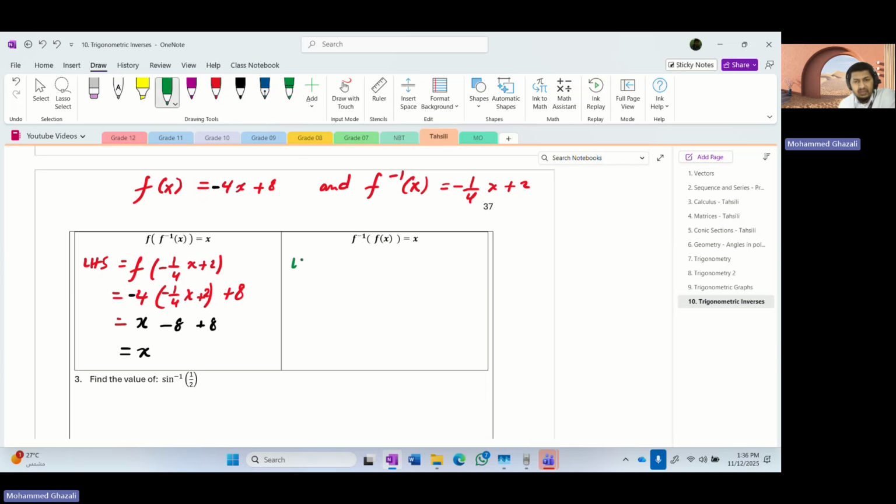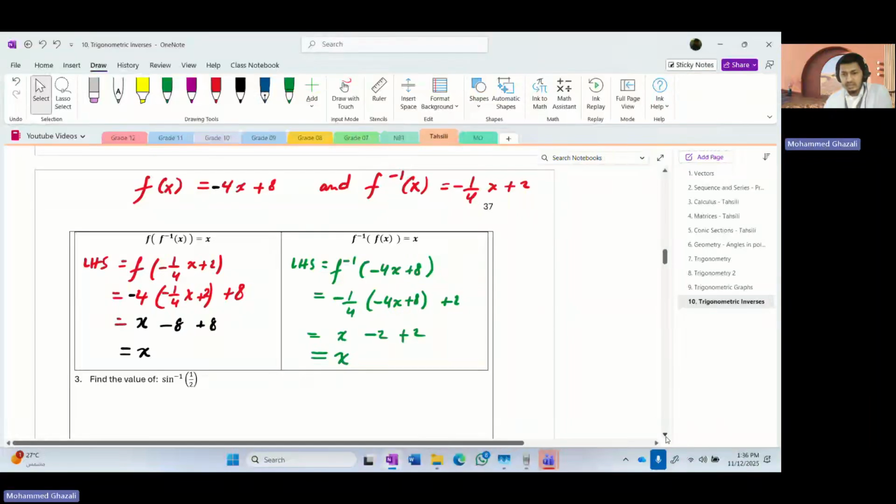What about this one? Left-hand side, f inverse. F of x is negative 4x plus 8. F inverse is negative quarter into x plus 2. And what is this x? There's no more x. It is negative 4x plus 8. So negative quarter times negative 4 is x. Negative quarter times 8 is minus 2, plus 2. So we are getting the answer. So we prove the result again.